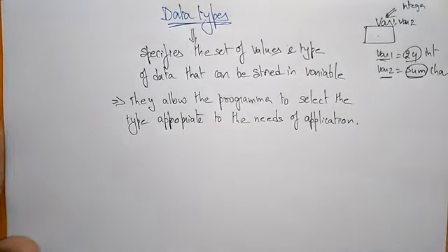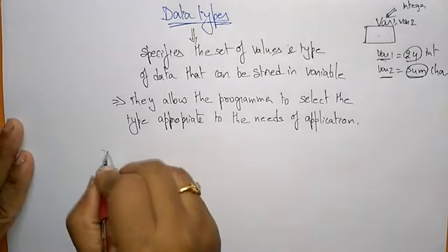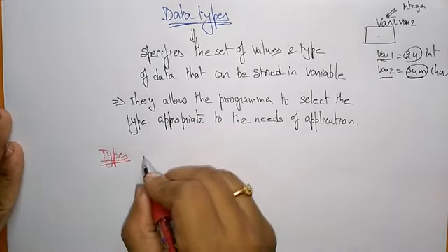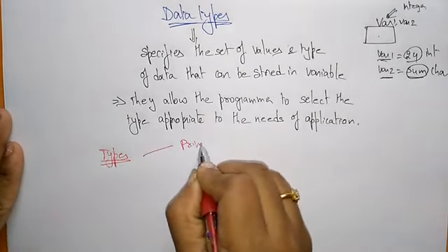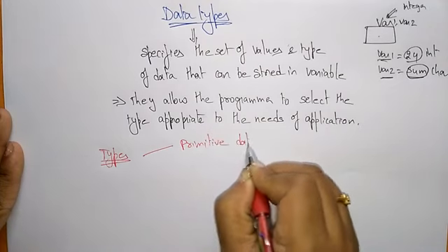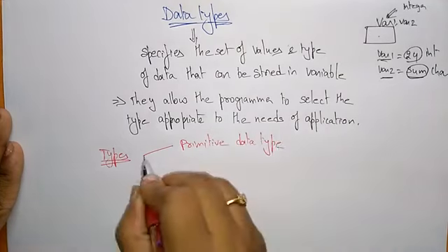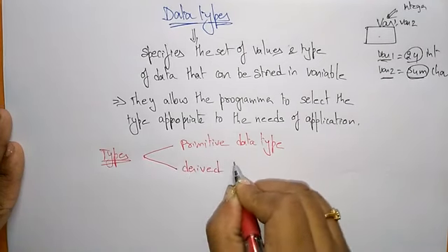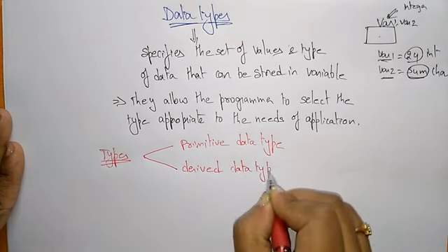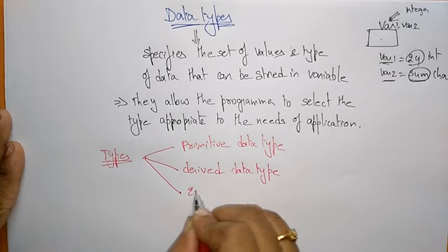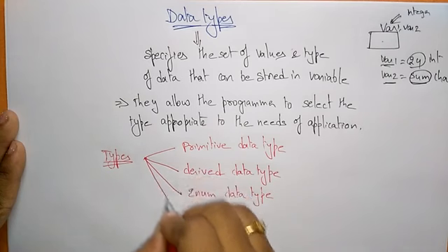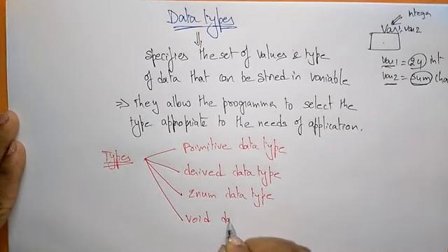Now coming to it, there are different types of data types that will be used in C programming. One is the primitive data type. Next, the derived data type, the enum data type, and the void data type. So these are the four different data types that are used in the C programming.